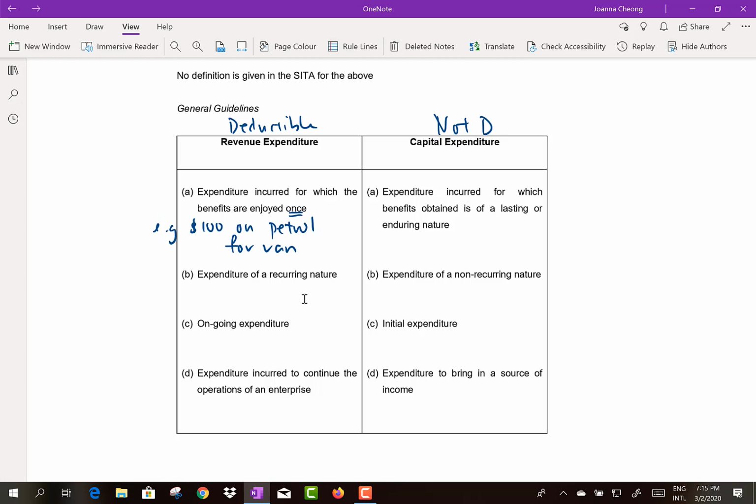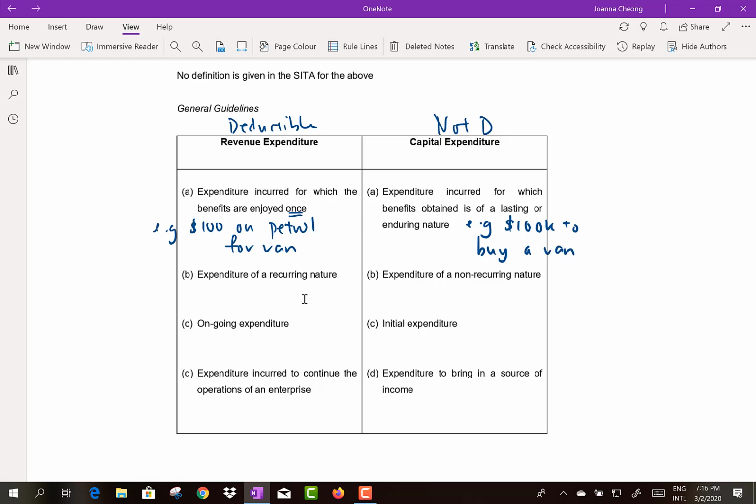However, if you look at the other side, expenditure incurred for which the benefit obtained is of a lasting or enduring nature, that means the benefit you obtain is of a long-term nature, then it should be capital in nature, not deductible. For example, you spend $100,000 to buy a van.